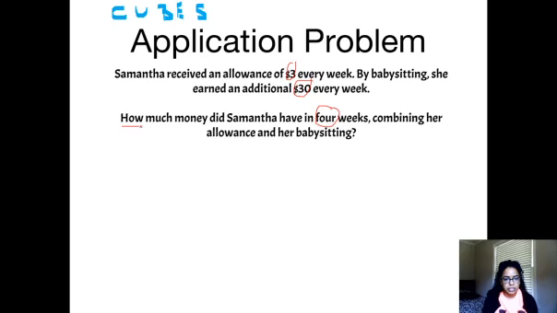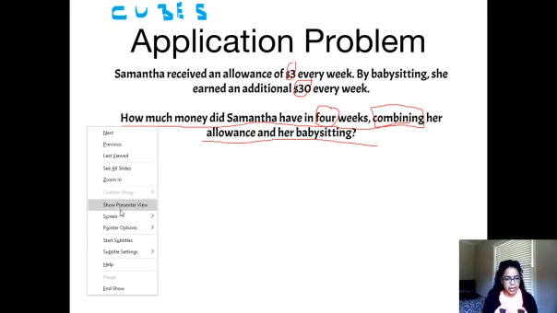Now underline the question, and the question is, how much money did Samantha have in 4 weeks, combining her allowance and her babysitting? Box in any math word, so combining would be a math word to box in. That lets us know if we're going to add or subtract. Evaluate what we're going to do. Well, we know it is every week, and how many weeks do we have? We have 4 weeks, so we can either do 3 4 times and 30 4 times, or what I'm going to do is just add the 3 plus the 30 and then do it 4 times so I can save some time. And then we're going to solve and check at the end.